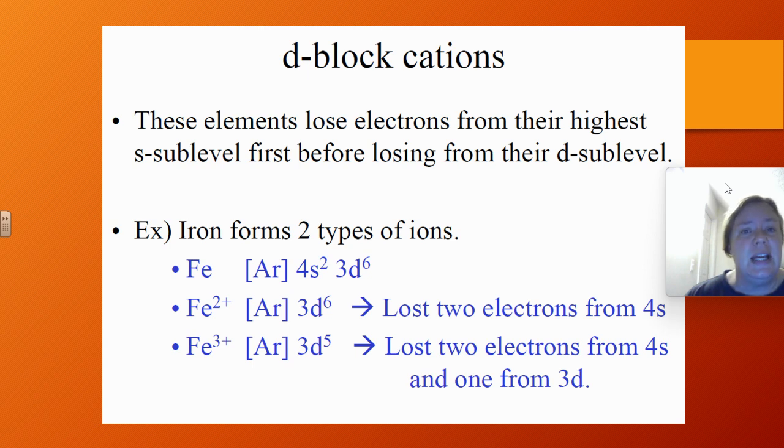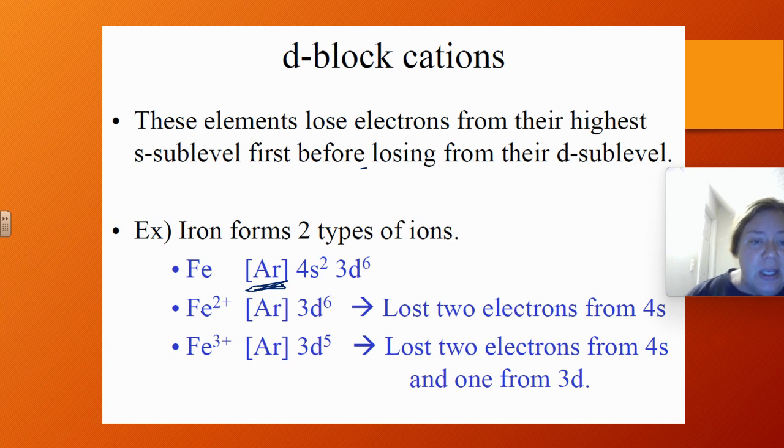Now, most of the time, things don't steal from p's, things don't steal from d's, things don't steal from f's. We only steal from the s because the s is kind of like the little guy. So everything kind of bullies up on the s. But if you look at Fe2+, so you've got iron, and again, this is just the noble gas notation where you have argon, 4s2, 3d6. This is your typical iron.